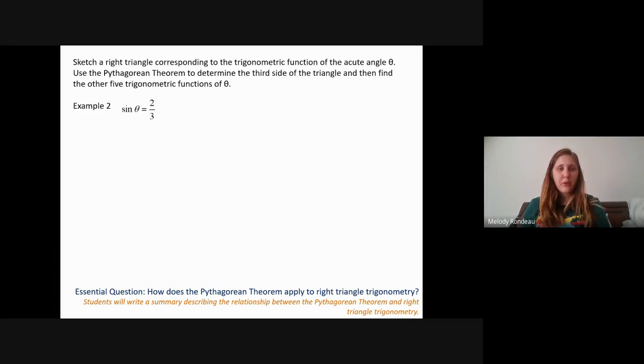All right, so forward. So here we're going to sketch a right triangle corresponding to the trig function of the acute angle and use Pythagorean theorem to determine the third side and find the remaining trig functions. All right, so my default is with a positive trig value, which today I think all of ours are going to be positive. But with a positive trig value, I tend to draw my triangles like this.